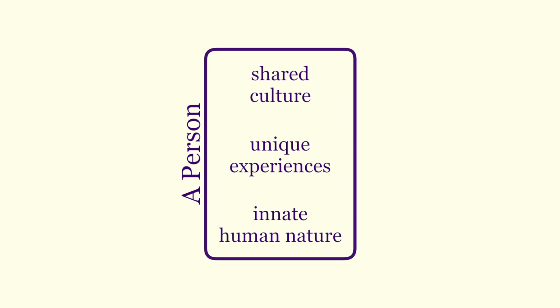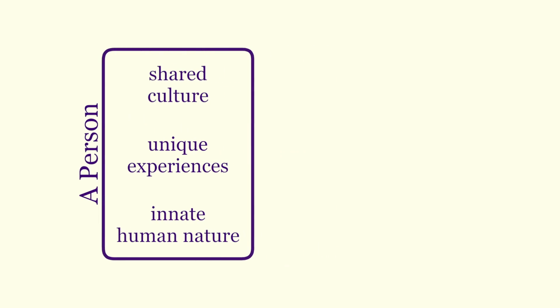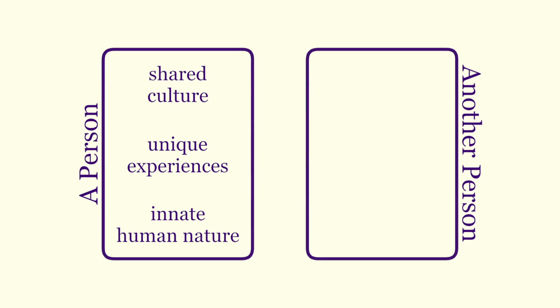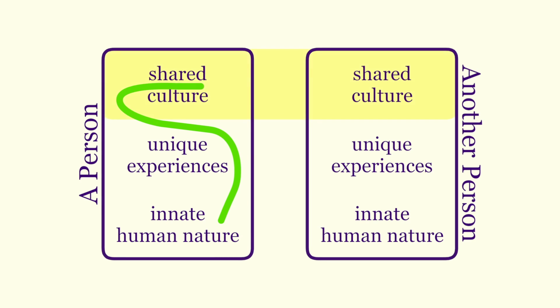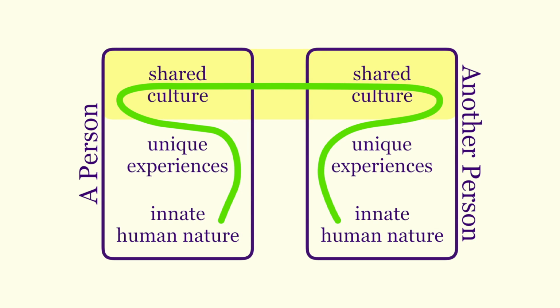You can't have much of a culture with only one person, so let's add another person from the same culture. They will have a similar pattern of innate human nature, unique experiences, and shared culture. When these two people communicate with each other, they will do so via their shared culture, the language they share, their shared expectations about behaviors, and so on. So the culture, their shared culture, serves as a bridge and an interface between them.